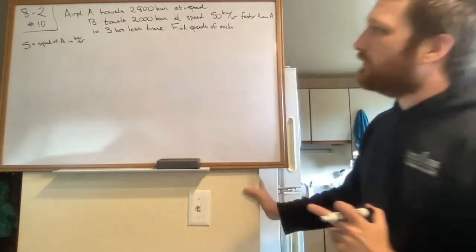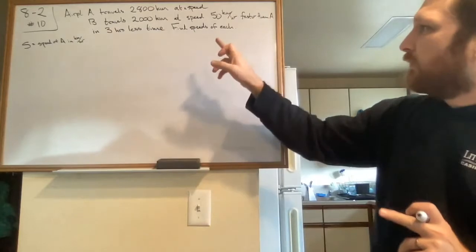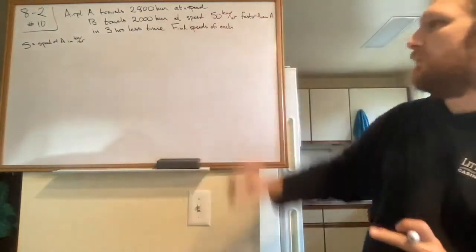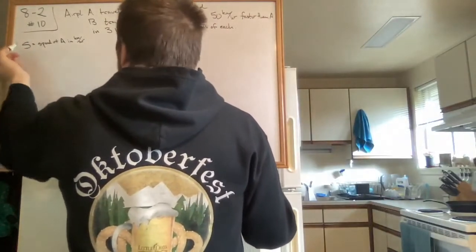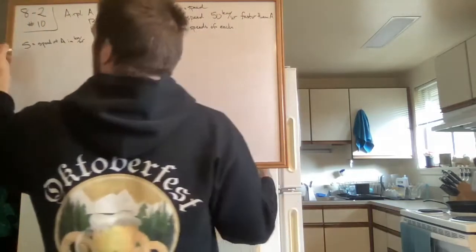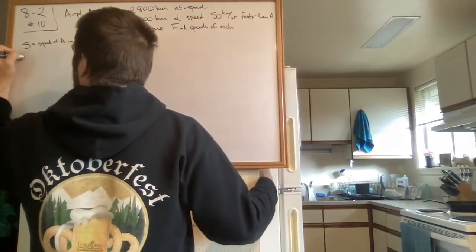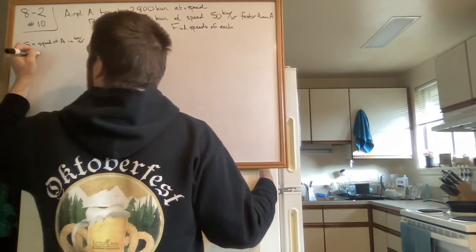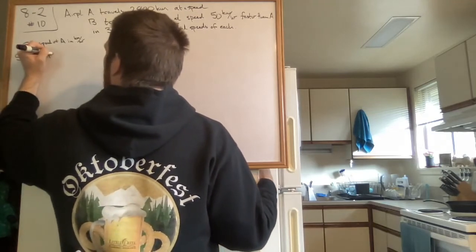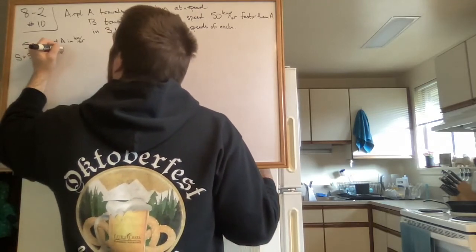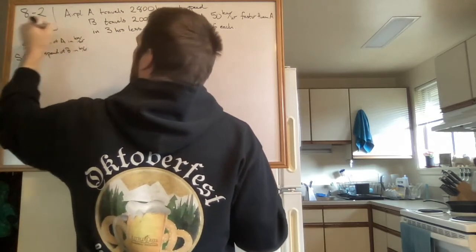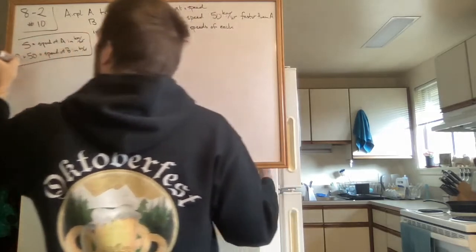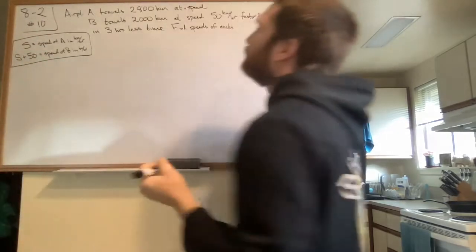So, okay, then the speed of B must be whatever S is plus 50, right? Like if A were going at 100 kilometers per hour, then B would be 50 more, which is 150. It would be whatever S is plus 50. That's going to be the speed of plane B in kilometers per hour. All right, there's that right there.